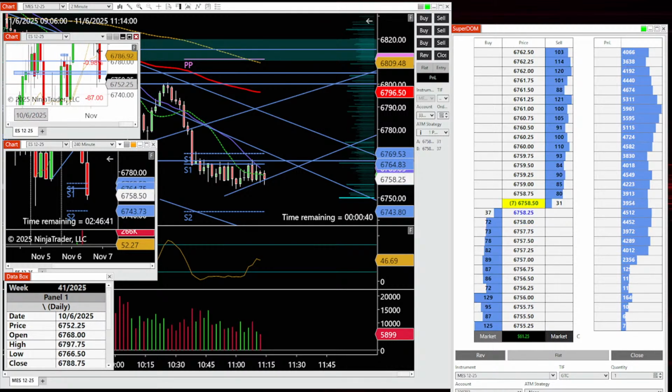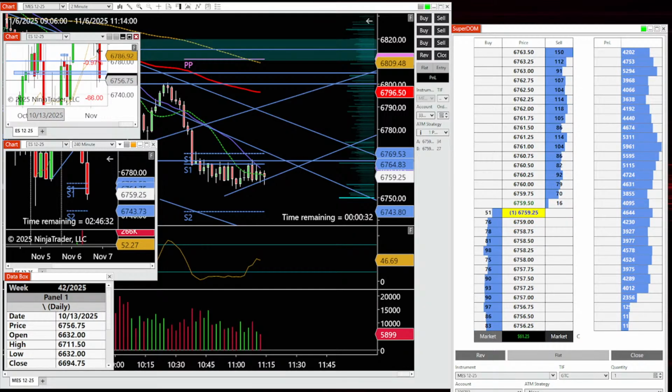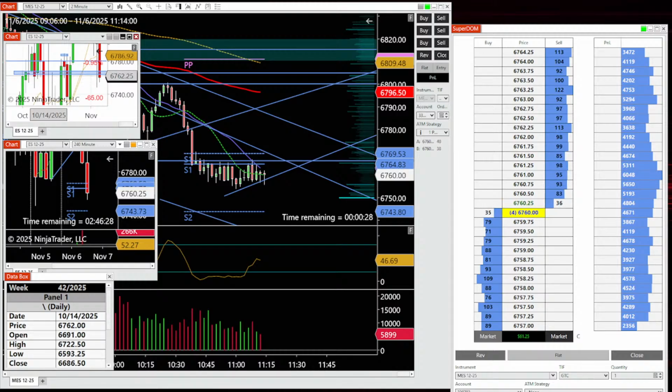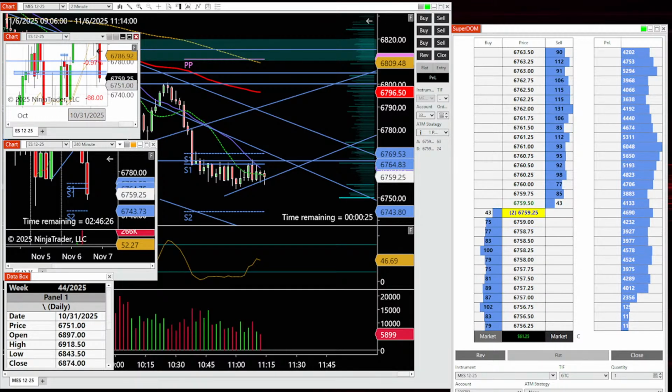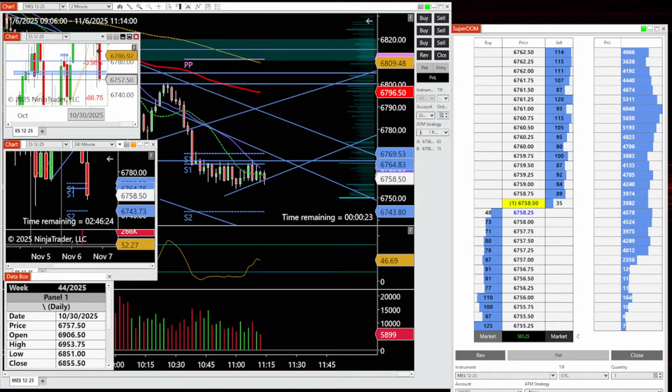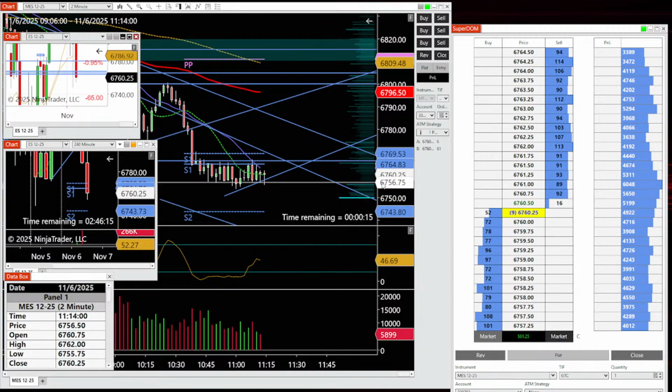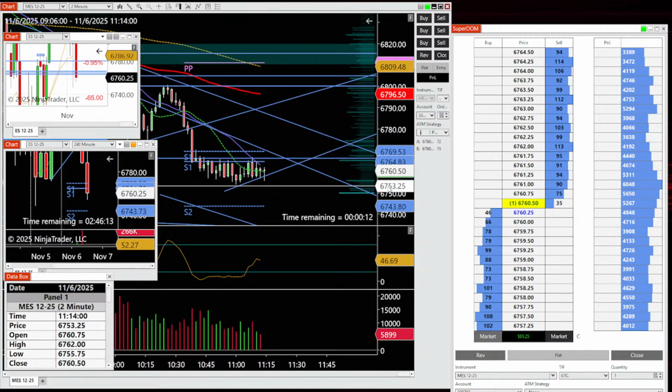So it looks like the open, 57. Looks like we're here, respecting this 57 and the 60. It can definitely break, but I don't know when or if it's going to.